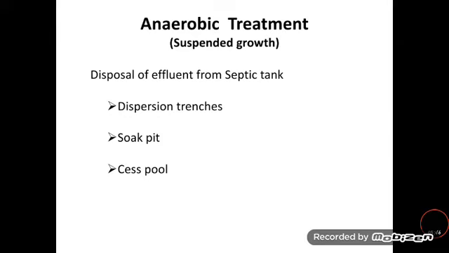The dispersion trenches are also called absorption trenches, and the septic tank effluent is allowed to enter the masonry chamber. It is also called a distribution box, and the effluent is uniformly distributed through the underground network of open jointed pipes to the absorption trenches. So the next one is a soak pit.